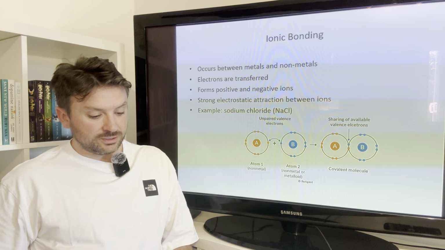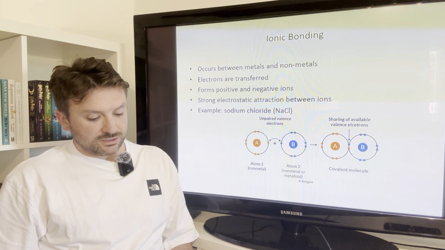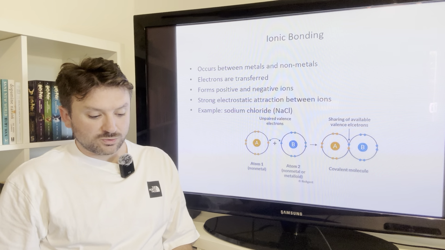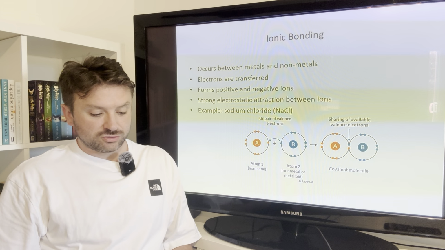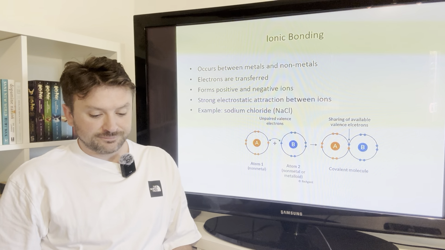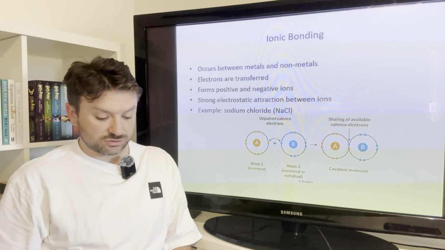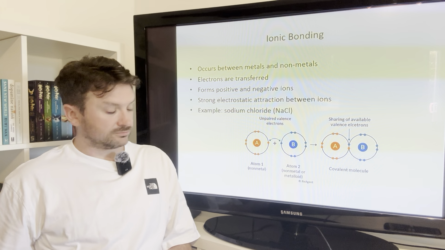On to the next slide, which is ionic bonding, which we can see here. Ionic bonding occurs between metals and non-metals. Electrons are transferred from the metal atom to the non-metal atom. The metal becomes a positive ion and the non-metal becomes a negative ion. Strong electrostatic attraction between these oppositely charged ions creates an ionic bond. Sodium chloride is a common example. Sodium loses one electron while chlorine gains one electron. The resulting ionic lattice forms a strong and stable structure.